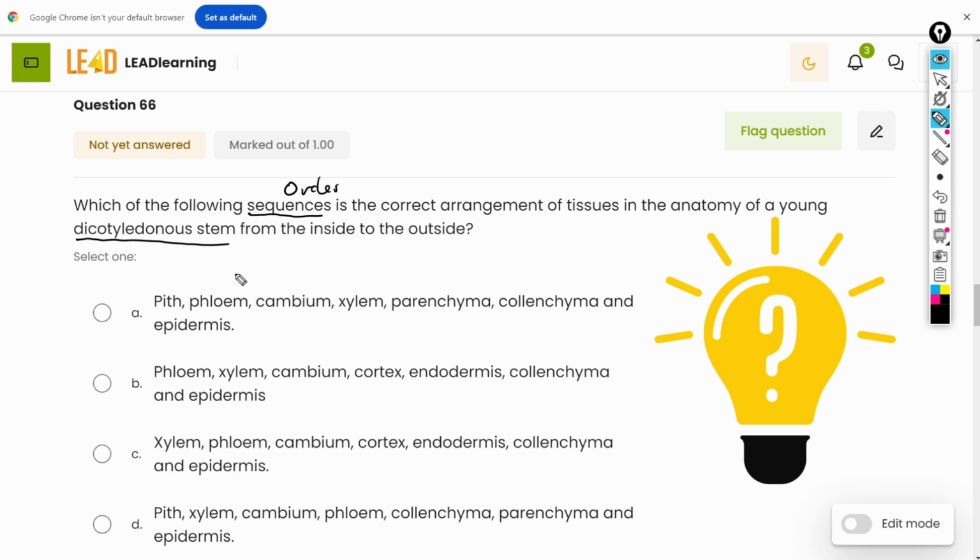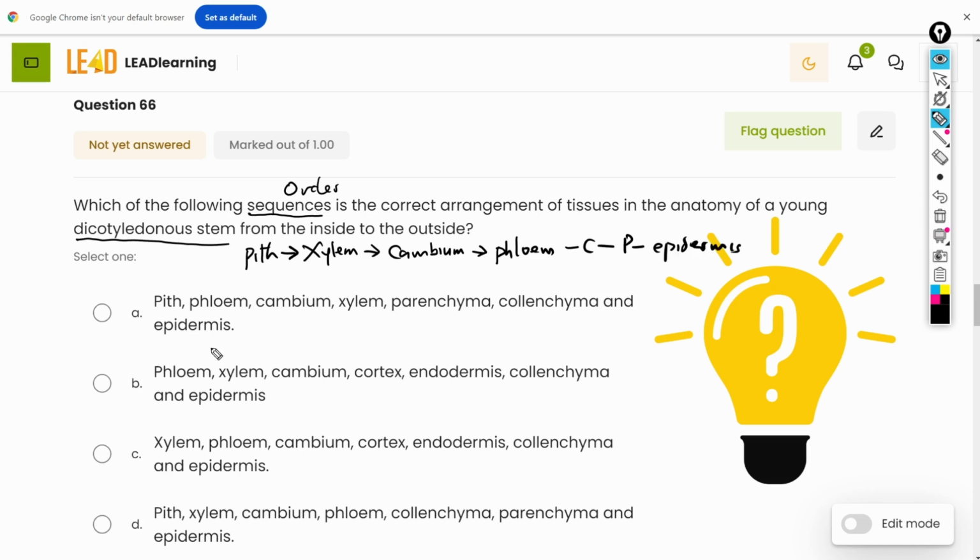Now, for a dicot stem, the arrangement from the inside starts with the pith. From the pith, the next is the xylem, which is responsible for conducting water and mineral salt. From the xylem, we move on to the cambium. From the cambium, we move on to the phloem, which is responsible for the transportation of manufactured food. And then from the phloem, we move on to the collenchyma, parenchyma, and the epidermis. Now let's check which of them takes this format.